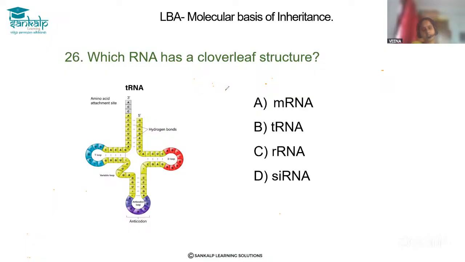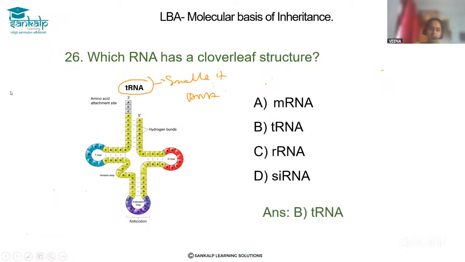Let's solve question 26. Which RNA has a clover leaf structure? If you observe here, this is the structure of tRNA, right? It is the smallest RNA, we have already studied that. This has a clover leaf structure. So the correct answer is option B, that is tRNA has a clover leaf structure.